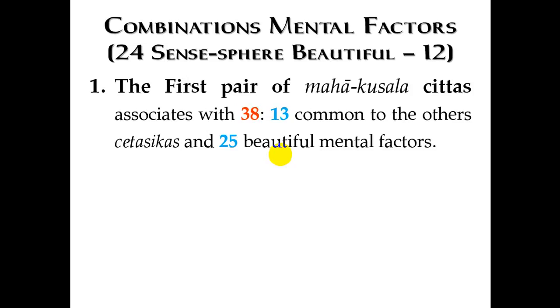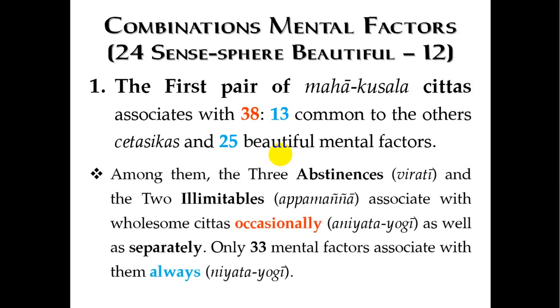How about the second pair of Mahakusala? What will you exclude? Knowledge, or wisdom. Actually, in cetasika, we call it the faculty of wisdom. So if we exclude the faculty of wisdom, it will be 37. Among the 38, 3 abstinences and 2 illimitables are associated with the wholesome citta only occasionally.